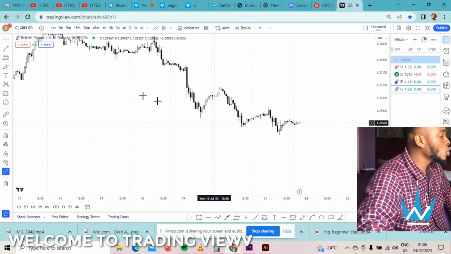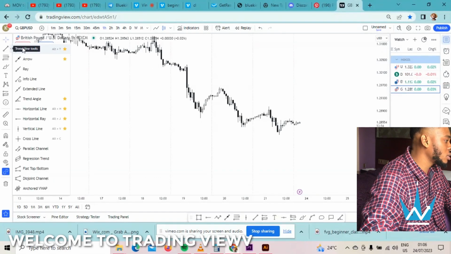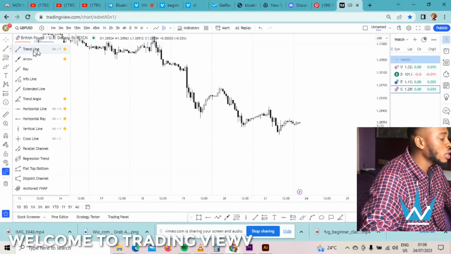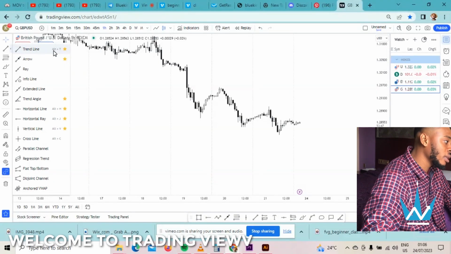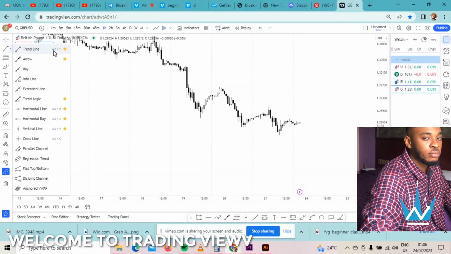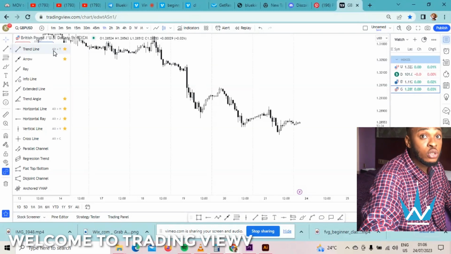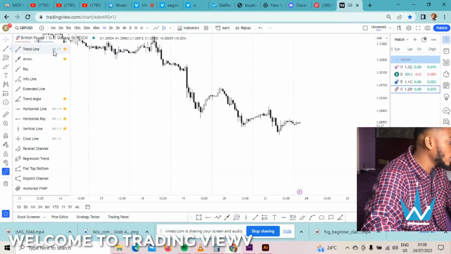Tools. Okay, so we have the line tools. If you click here, you'll see all the tools in the categories of the line. All right, so you see the trend line, the arrow, the ray, info line, extended, all of them. The most used tools are the ones I starred like this: yellow, yellow, yellow, yellow. Okay, these are the most used tools.